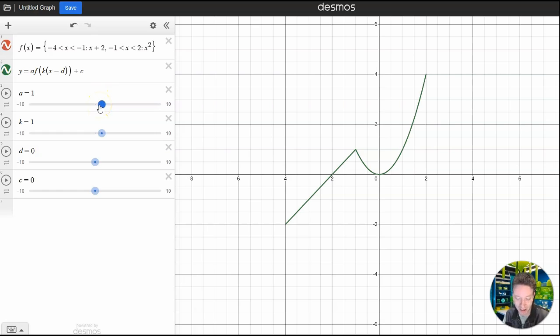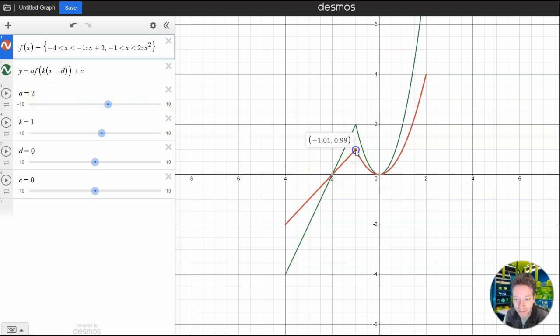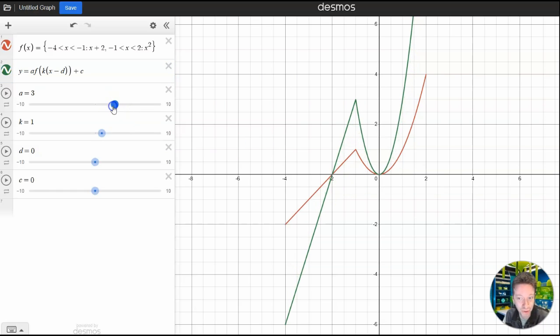So first, a. What happens if I increase a? Notice the function stretches. If I make a 2, look at what happened to the y value at this point. It went from 1 to 2. It doubled. So making a 2, we simply multiplied the y value by 2. As you can see, if I made a 3, we multiply the y value by 3.